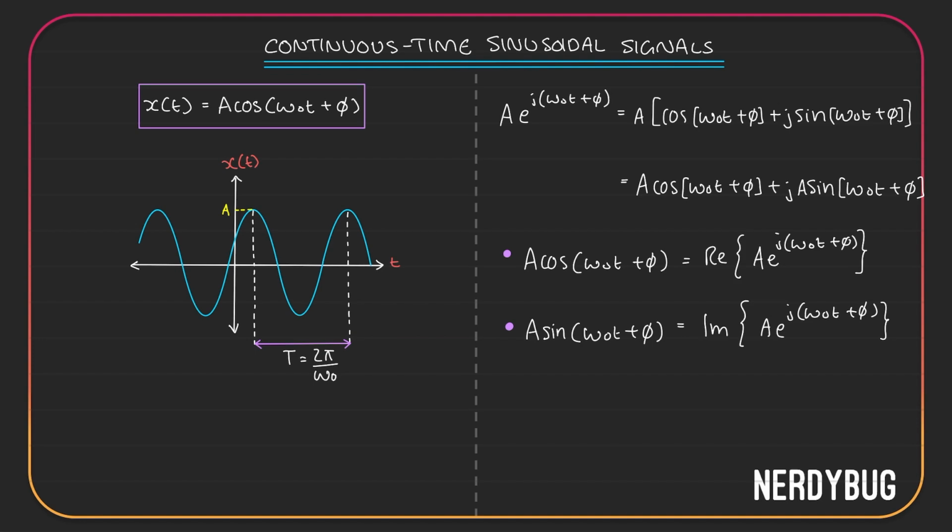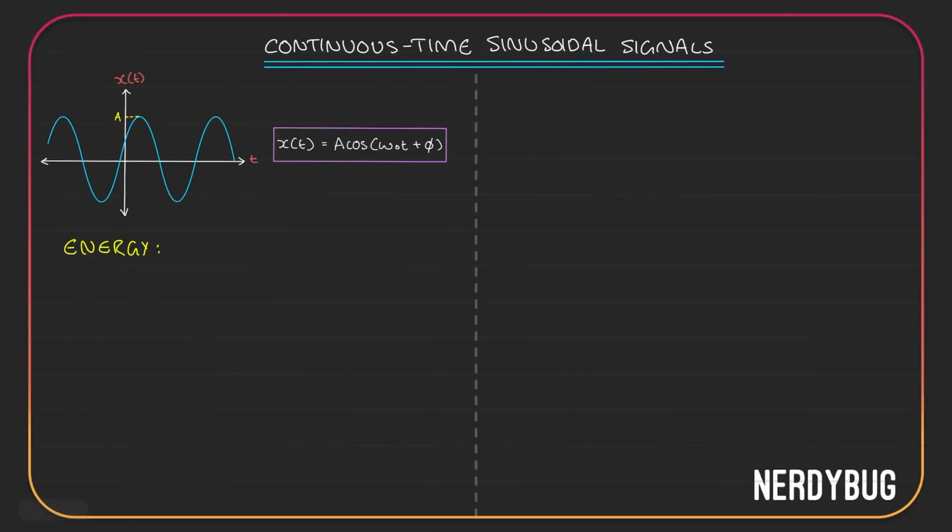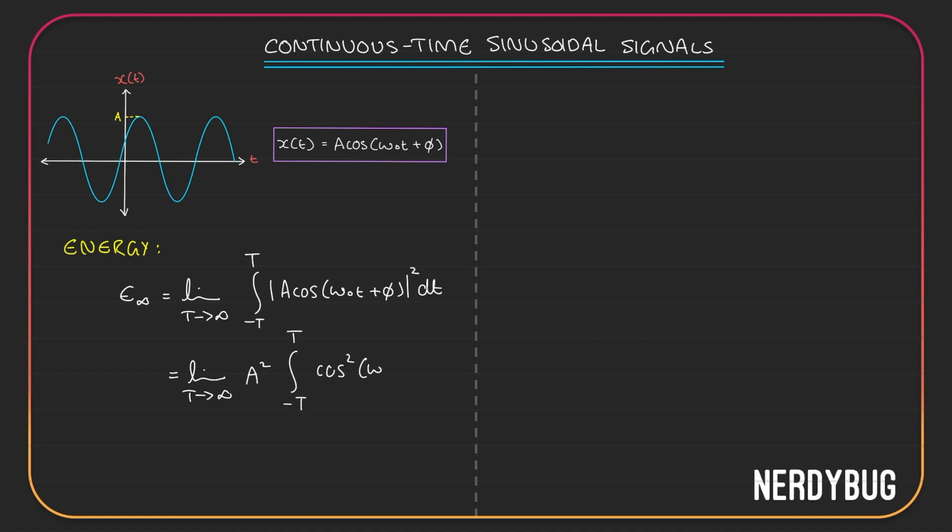Now, like we have done before, let's try to find out the energy of this signal. To get the energy in an infinite time interval, E infinity can be written as limit t tends to infinity, integral minus T to T. I have to take the magnitude of my signal A cos omega naught t plus phi, square it, dt. A square is a constant, I'll take that out of the integration. Limit T tends to infinity, A square integral from minus T to T, cos square omega naught t plus phi dt.